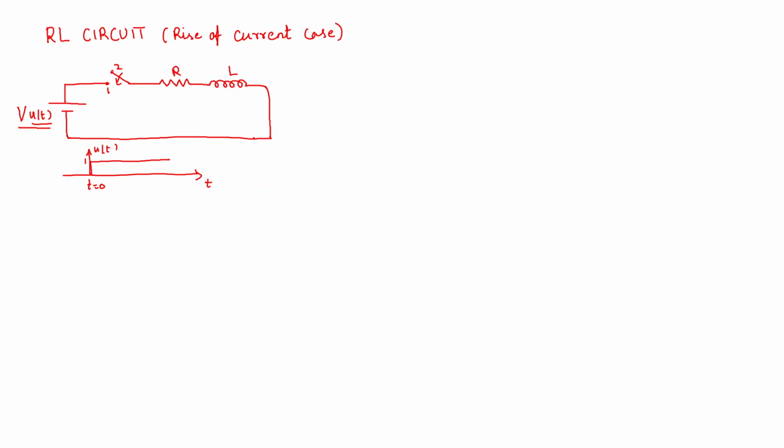The switch is in position 2 for a long time, and we are assuming that there is no initial energy stored in this inductor, which means there is no initial current flowing in it. Now I am going to close the switch to position 1 at time t equal to 0. When I close the switch to position 1, the loop is closed, and you will have a current flowing in the circuit. Let me take that current to be i of t.